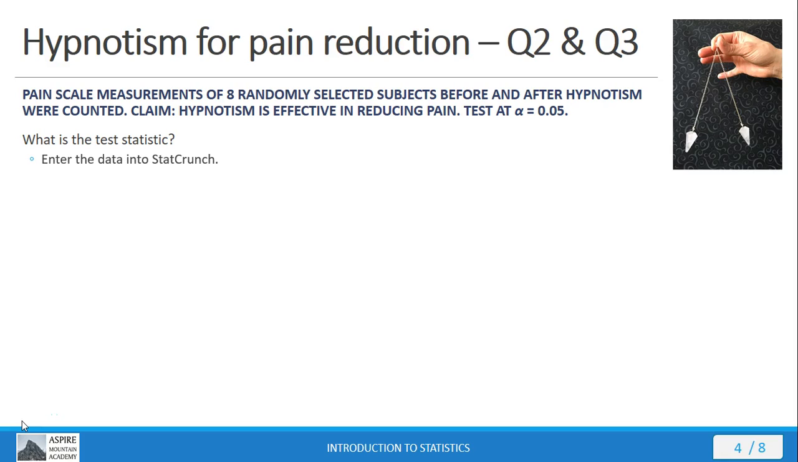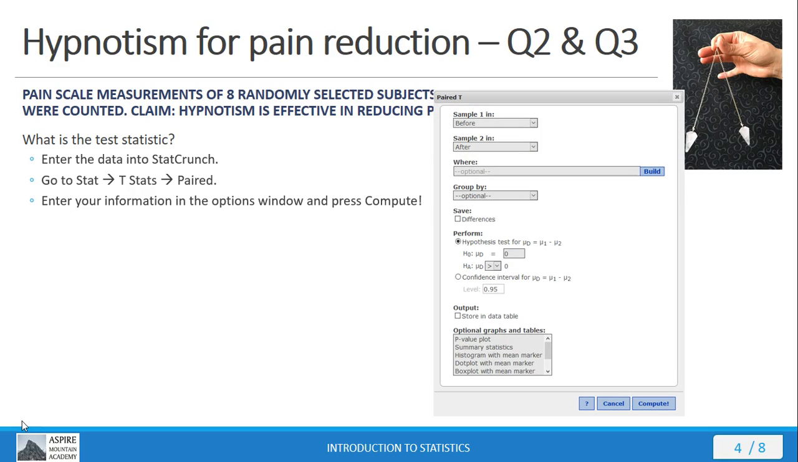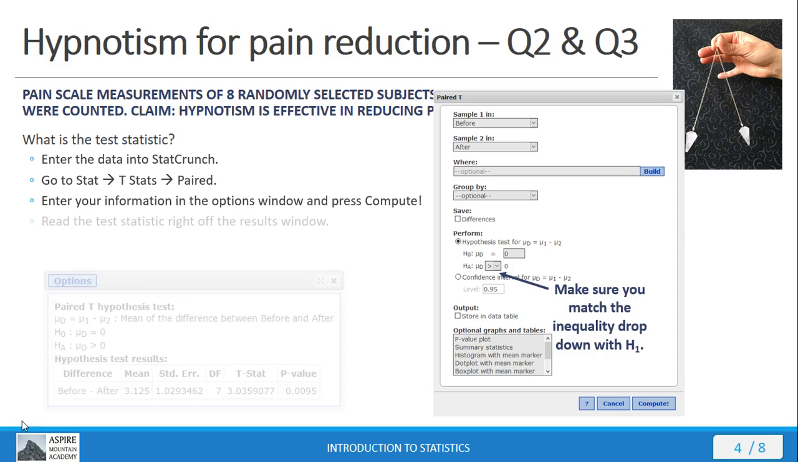Hopefully you put the data in. You can either type it in by hand or, what I recommend, just go to our group in StatCrunch and load that data file in. Once you've got the data into StatCrunch, go to Stat, T-Stats, Paired. In your options window, make sure you list the before column as the first sample and the after column as the second sample. Make sure the value you see there for your inequality sign matches up. Then go ahead and hit compute.